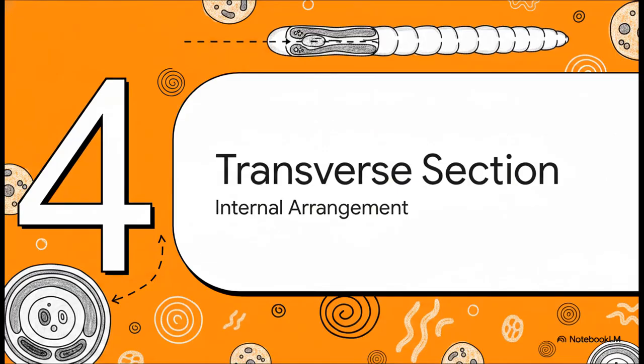Okay, great job so far. We've seen the worm from the outside, and we've looked at it cut open lengthwise. Now we're going to take a completely different view. We're going to virtually slice it right across to make what we call a transverse section, or TS for short. This view is perfect for seeing how everything is arranged inside.